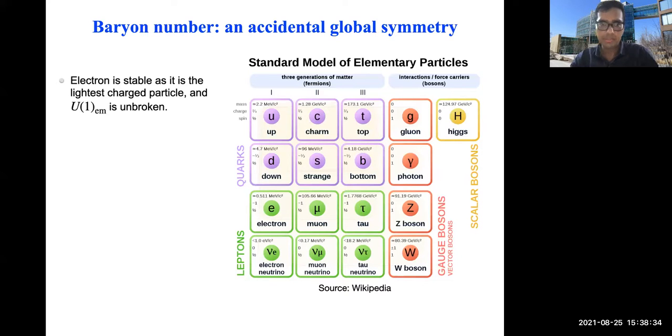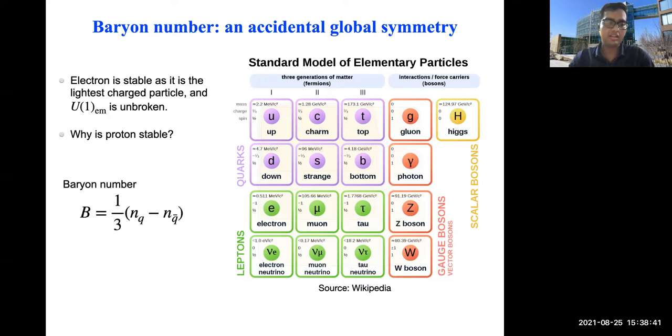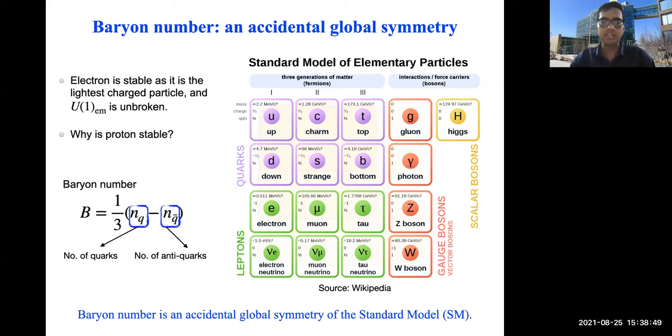We can ask a similar question, why is the proton stable? And we can give a global quantum number defined as 1/3 the number of quarks minus the number of anti-quarks, and observe that this is an accidental global symmetry of the standard model.